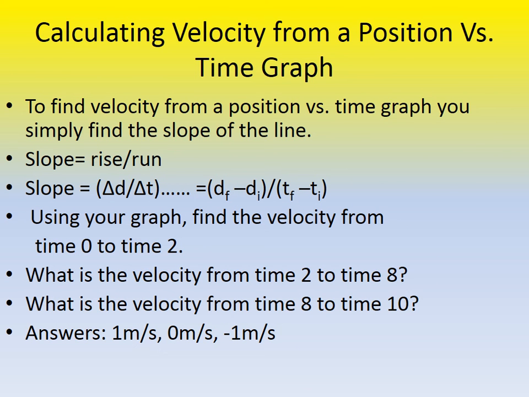Okay, this was just breaking down what we just did. To find slope, we do rise over run on that graph. Slope, if you look at it, is change in displacement over change in time. Another way of saying that is displacement final minus displacement initial over time final minus time initial. Guys, this is the equation for what? Velocity. We talked about that last chapter. That's all we're doing to find slope, is that equation right there.